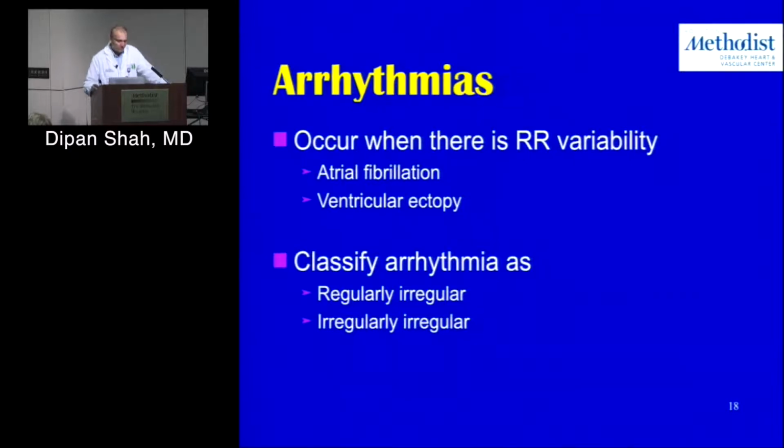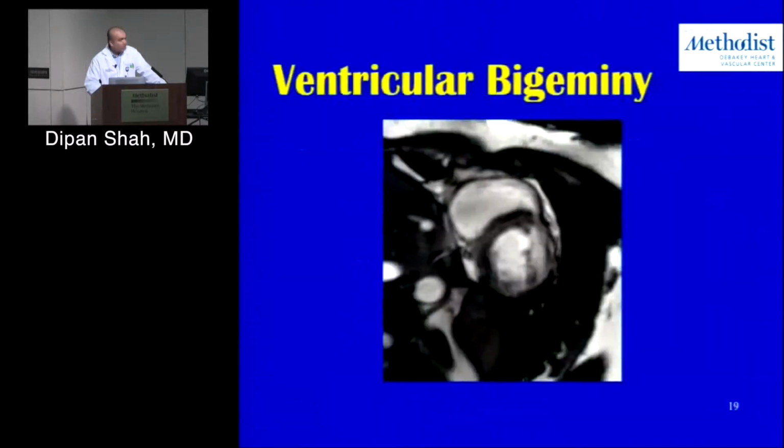And so the first thing I look at when I think about arrhythmias is really classifying them into regularly irregular or irregularly irregular arrhythmias. Okay, so in other words, if somebody's having an arrhythmia but it falls in a very regular pattern, so for example bigeminy would be considered a regularly irregular arrhythmia, whereas for example atrial fib or random ventricular ectopy would be considered an irregularly irregular rhythm. And so here's an example.